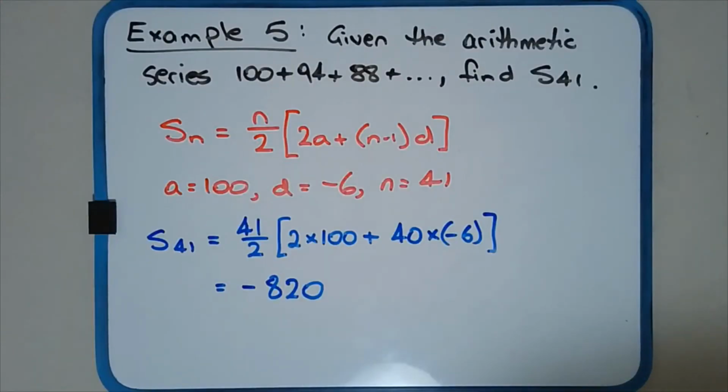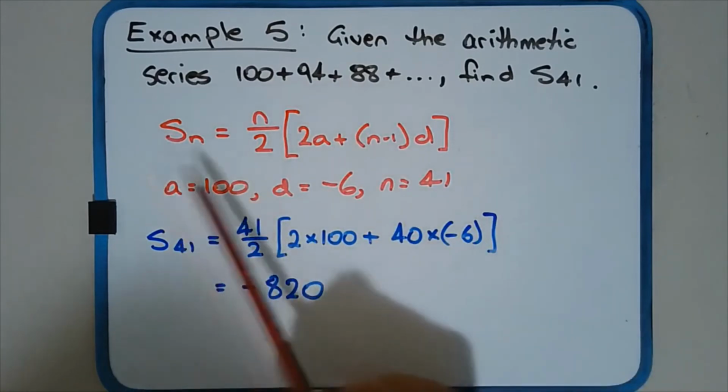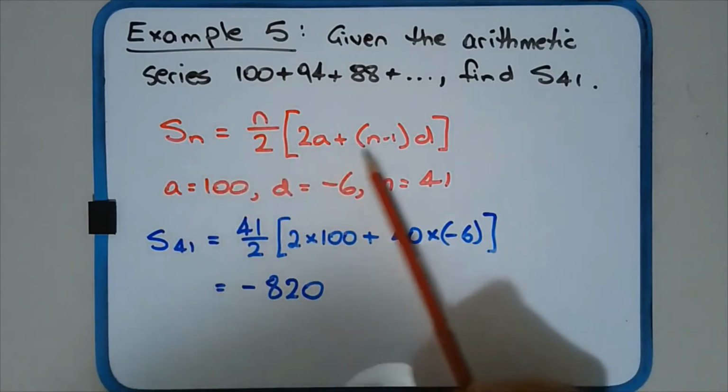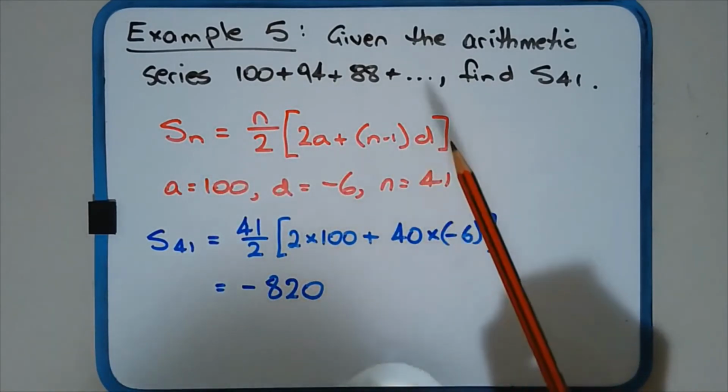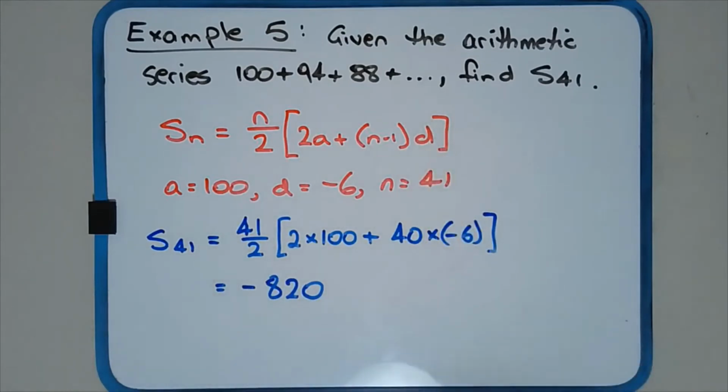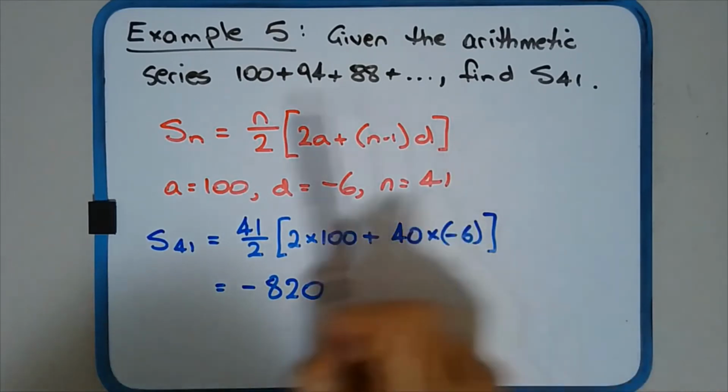Example 5. Given the arithmetic series 100 plus 94 plus 88 and so on, find S41. Now S41 represents the sum of the first 41 terms of this series. And we're going to use the alternative formula, Sn equals n over 2 outside of (2a plus (n minus 1)d). And the advantage of this formula is that you don't need to find the last term explicitly so that you can average it with the first term and then multiply it by the number of terms. It's built into this formula.